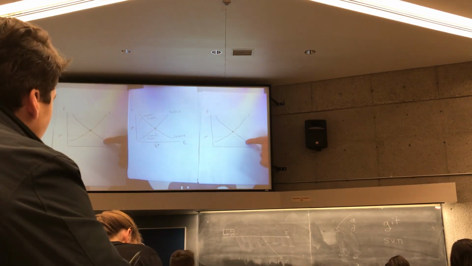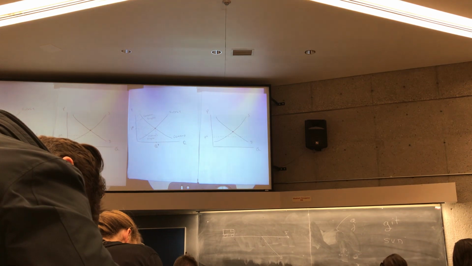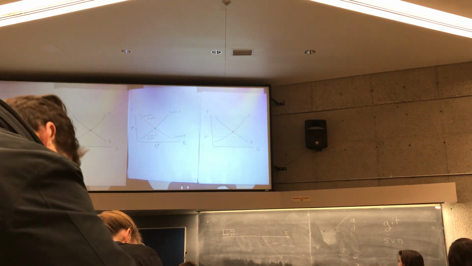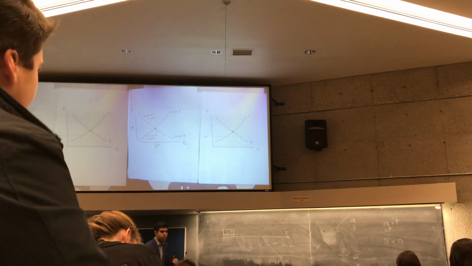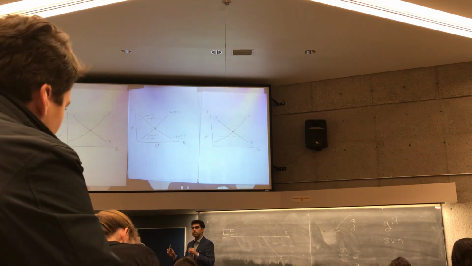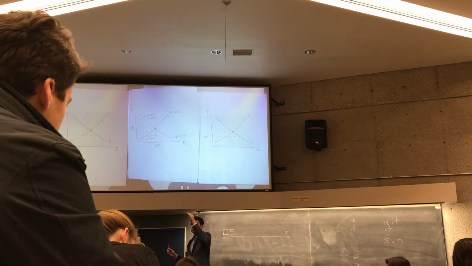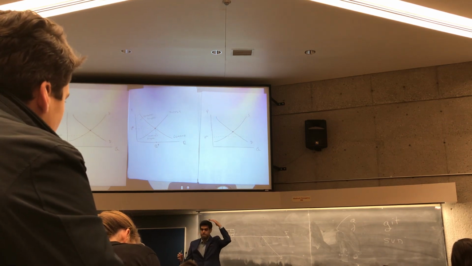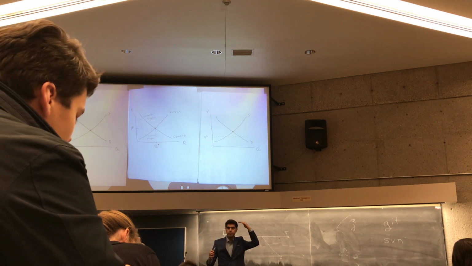The government sets this price. The ceiling is always below the equilibrium. The ceiling is below the equilibrium because the price wants to go above it, but there's a ceiling. It can't go above it. Make sense?